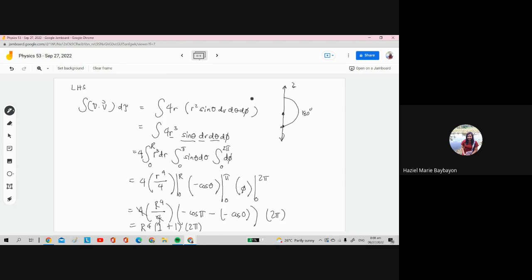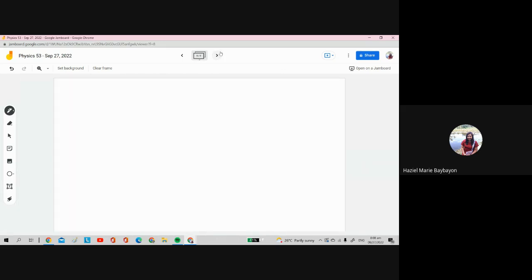Okay, so for the left-hand side of the equation, this is equal to 4 pi r to the fourth. Now, let us go to the right-hand side of the divergence theorem, in which we need to do surface integration.